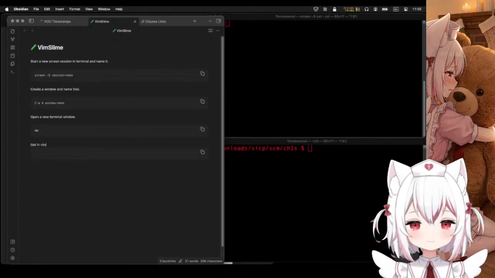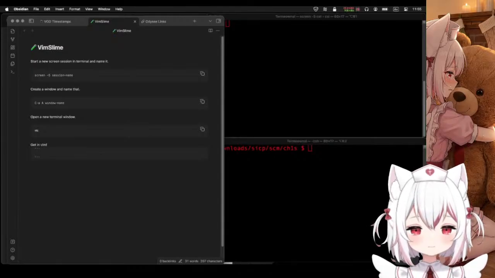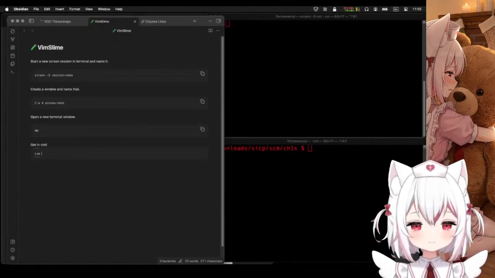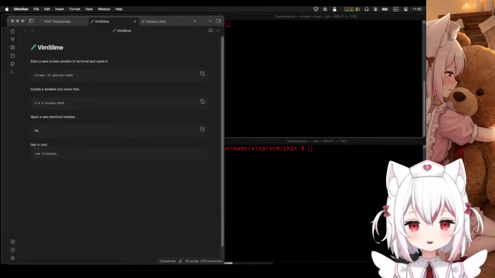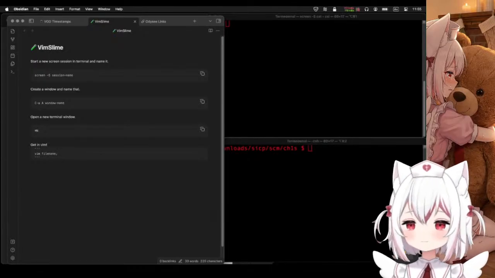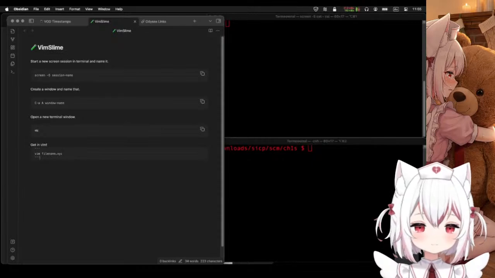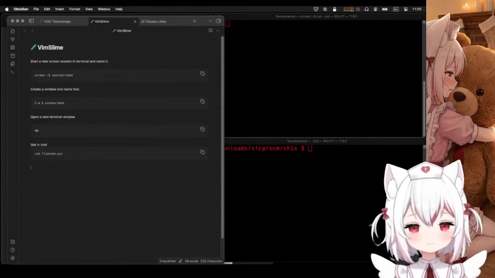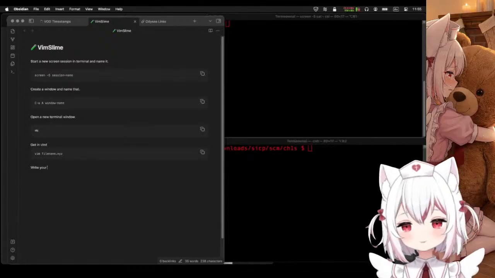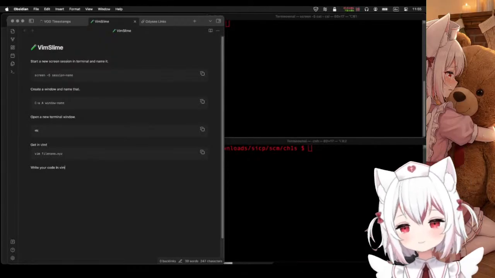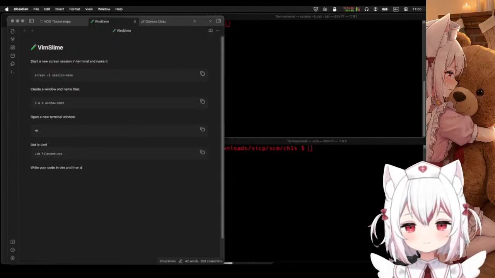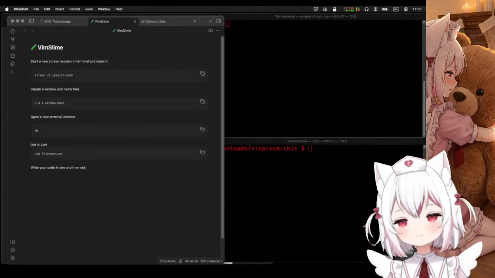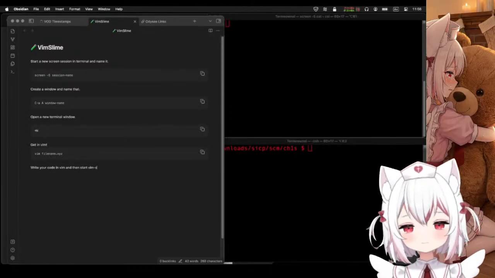Edit Vim. Vim. File name dot, whatever. Write your code in Vim and then start Vim slime.